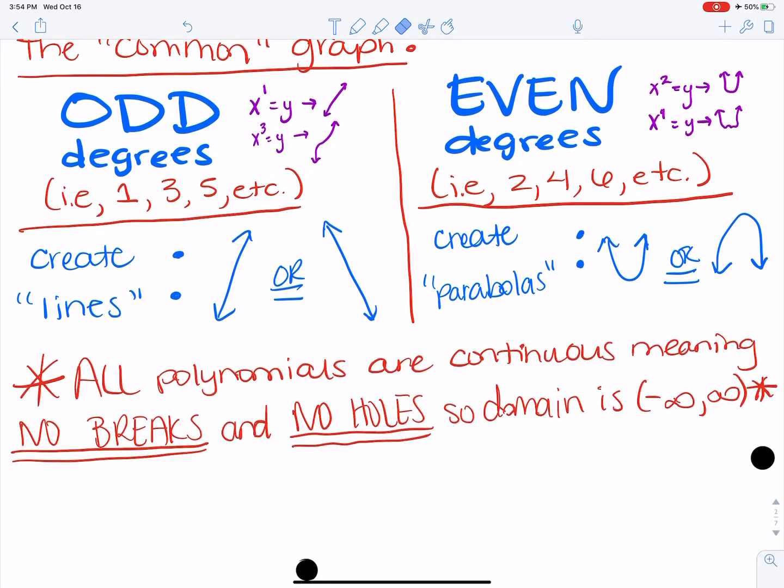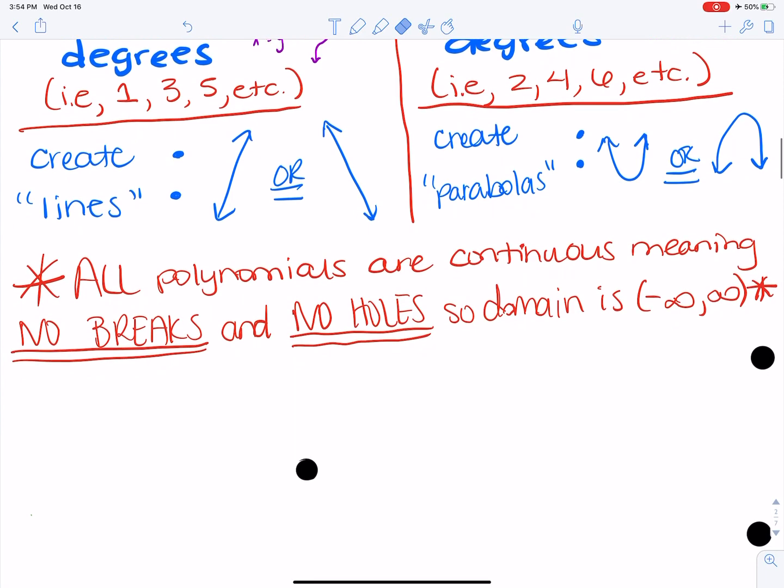One thing to note though, all polynomials are continuous, meaning there are no breaks, no holes, so the domain is negative infinity to infinity. So in other words, if I traced this, I do not have to pick up my pen or my Apple Pencil at all to get from one side to the other. Same here. If I trace this, I do not have to lift my pencil off of the tablet. And you do not have to lift your pencils off of the paper. So it's continuous. So there's no holes, no breaks. So your domain, as you trace from left to right, is negative infinity to infinity.